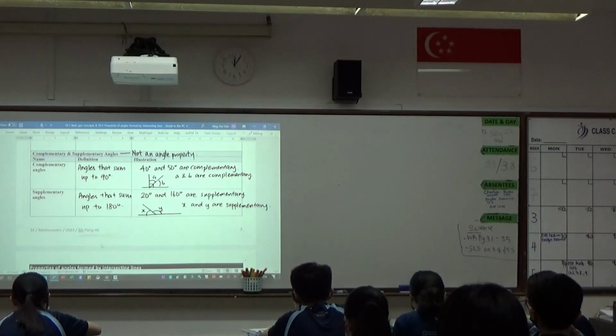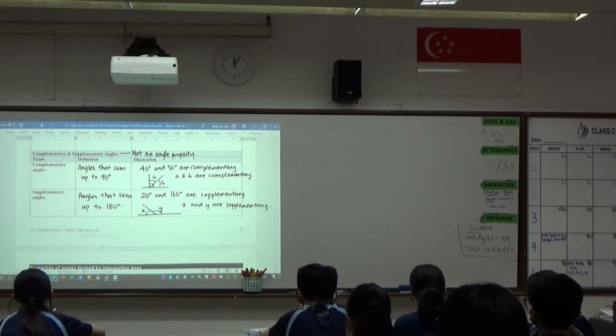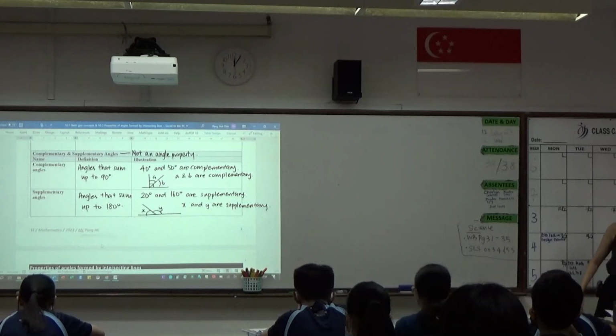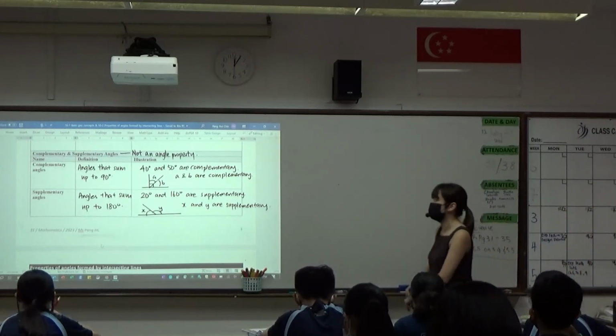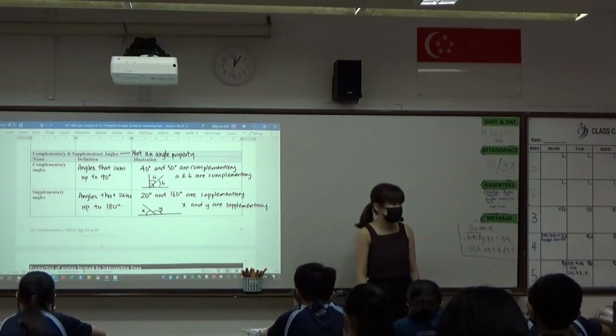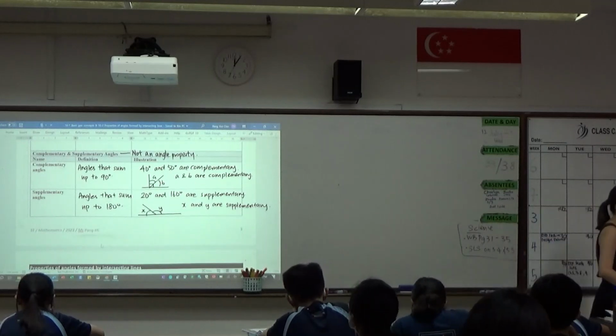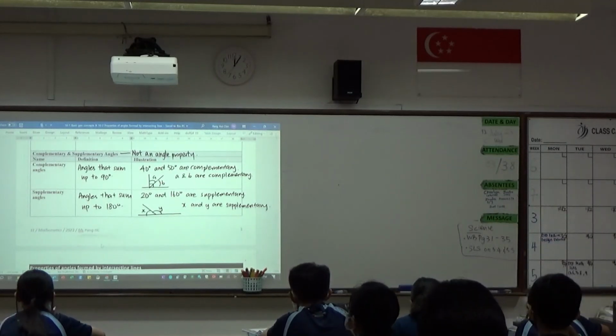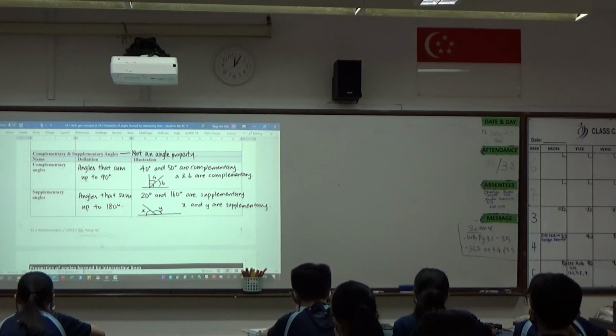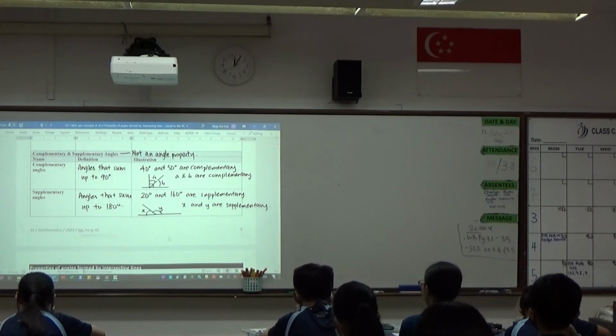We still need to be familiar with these names because sometimes you will see them in questions or in reading any book, especially when we go to higher levels doing more geometry-related questions. We may be using words like this.